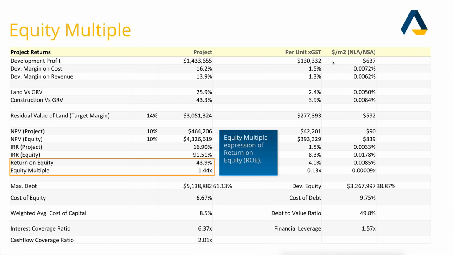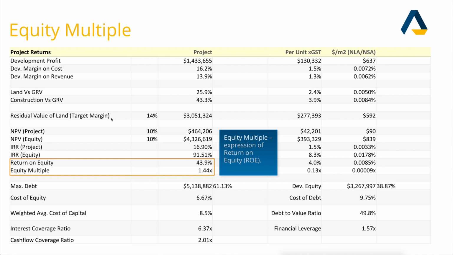So let's go back in here, and we've got some details to go through. Development margin on cost tells you the total development margin on cost. This is the number one thing that we look at, what the project actually makes on cost. This is development margin on revenue. We've got land versus GRV, which is a benchmark of what the land was with respect to the total GRV of the project. And we've got construction versus GRV as well, and we want to make sure that it stays between the 50% mark, or below 40% is even better.